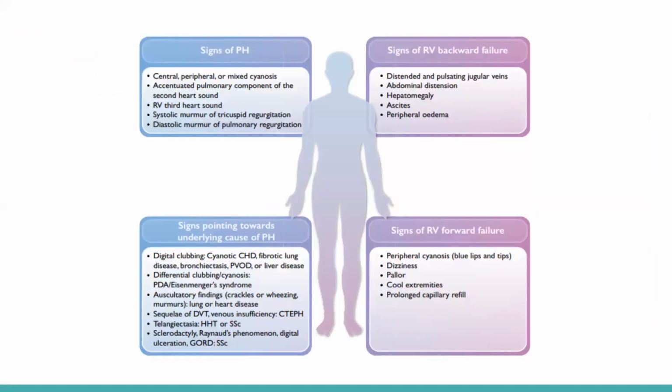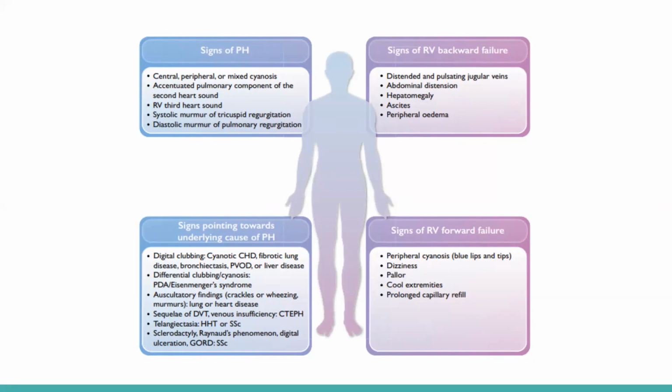Other signs which can be seen because of pulmonary hypertension and the RV system involvement, basically because of the signs of PH, are central and peripheral mixed cyanosis, accentuated pulmonary component of the second heart sound, third heart sound of the RV, systolic murmur of TR, diastolic murmur of pulmonary regurgitation.